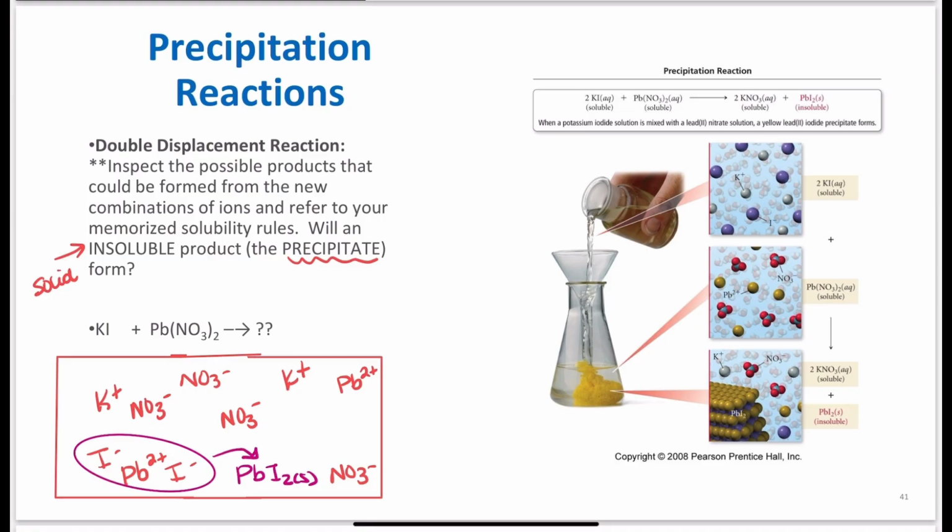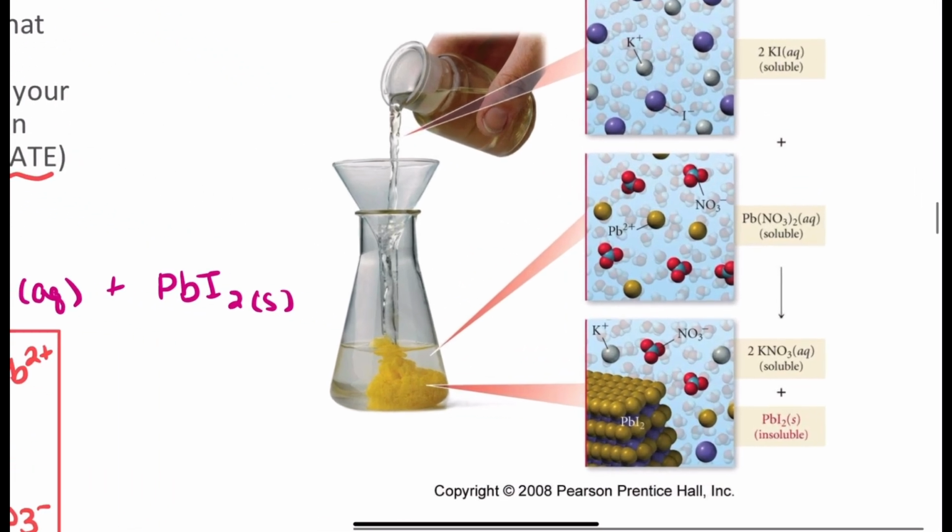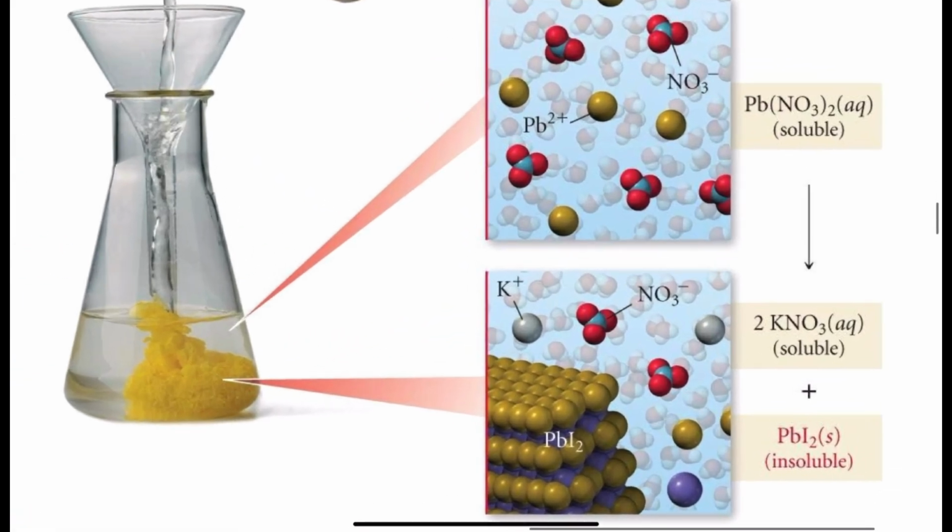So my products here, you take the cation of one and the anion of the other, KNO3, and you ask yourself, is that going to be soluble or insoluble? That's going to be soluble because potassium salts are always soluble, and nitrate salts are always soluble. And then you take the cation of the other with the anion of the other. That's why you're swapping partners. And PbI2, that will form a solid.